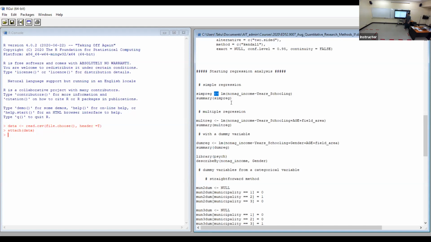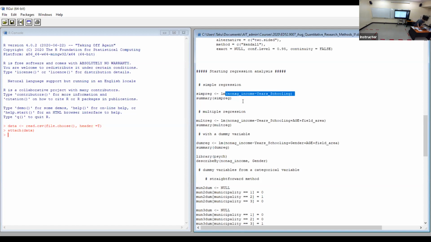On the right-hand side, this basically calculates the regression coefficients. The language is very simple: lm, linear model, lowercase. The rest is just variable names. You put the dependent variable first, and then put the tilde, this wave, and then you put the independent variable, years schooling. So that's it.